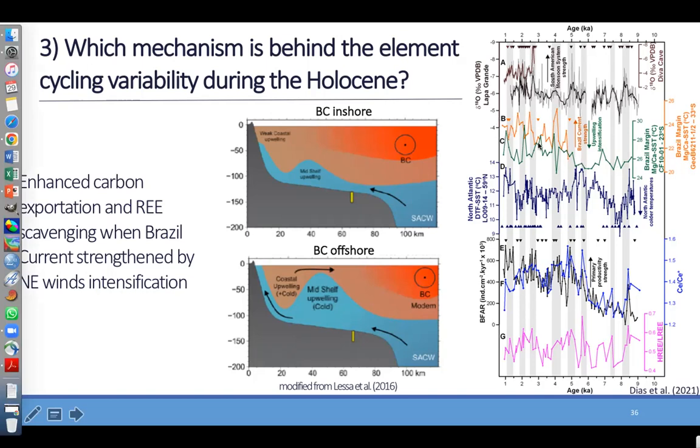And then, as expected, it goes the opposite way to this green one. That's the sea surface temperature from the same core that we are looking at the Bf/Ca. So it is showing that we have an increase in the upwelling intensification. So we have a decrease in sea surface temperature because of this upwelling process occurring. We can say that this upwelling is also influenced by this northeast winds intensification that's driving this strengthening of the Brazil Current.